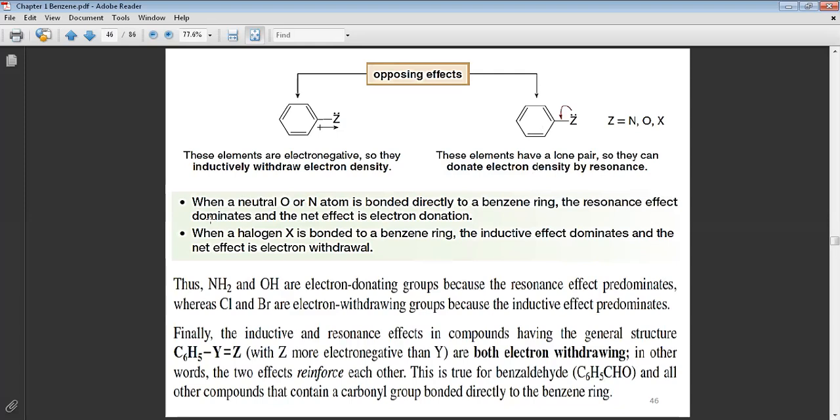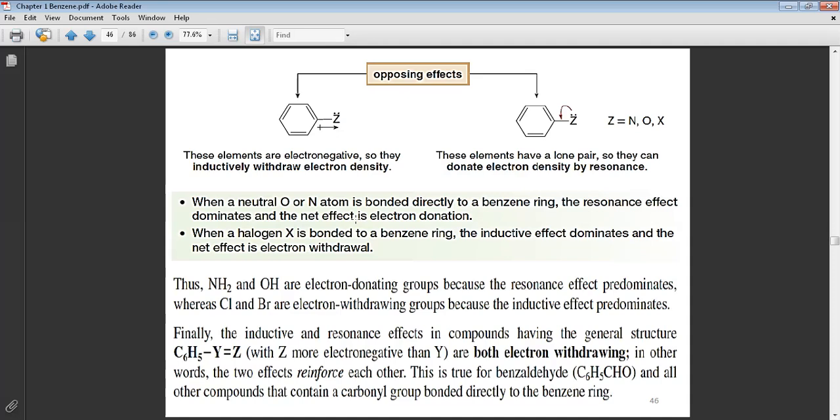What does dominate mean? It means it is stronger. That means the resonance effect dominates and the net effect is electron donating. Why? Because the resonance is strong, and the inductive is weak.